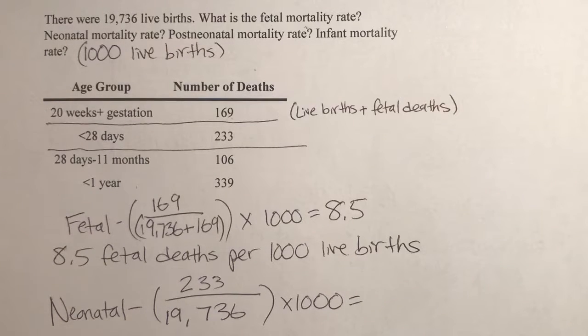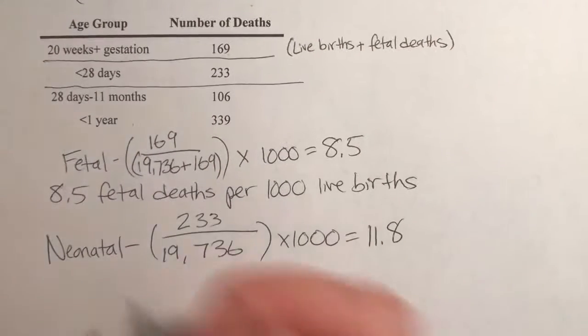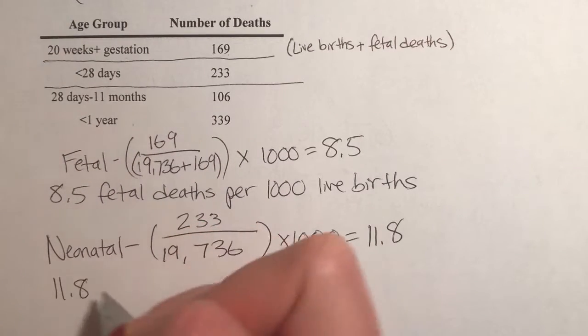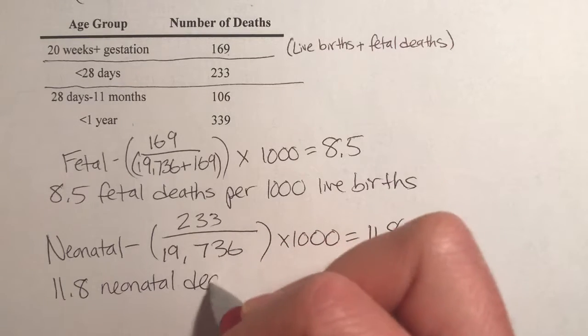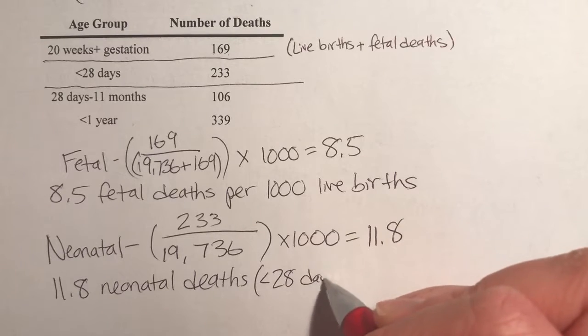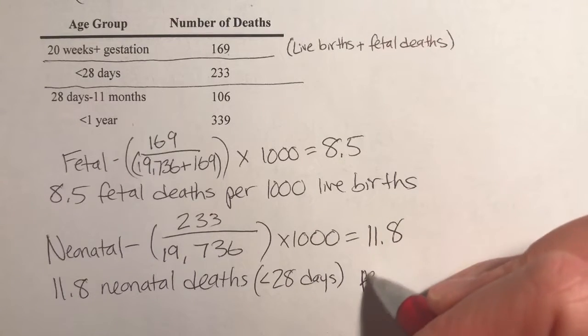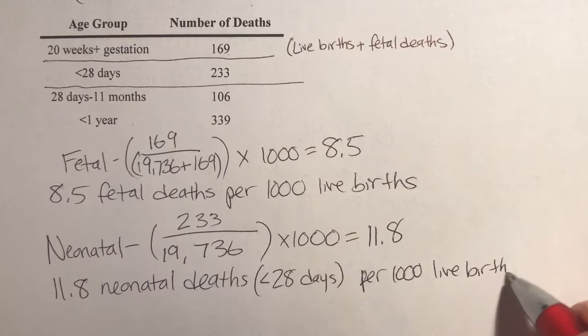We'll multiply that by our constant again to get our answer. So we have 233 divided by 19,736 times 1,000, which gives us 11.8. So again, interpretation: we had 11.8 neonatal deaths, and again, neonatal is under 28 days, per 1,000 live births.